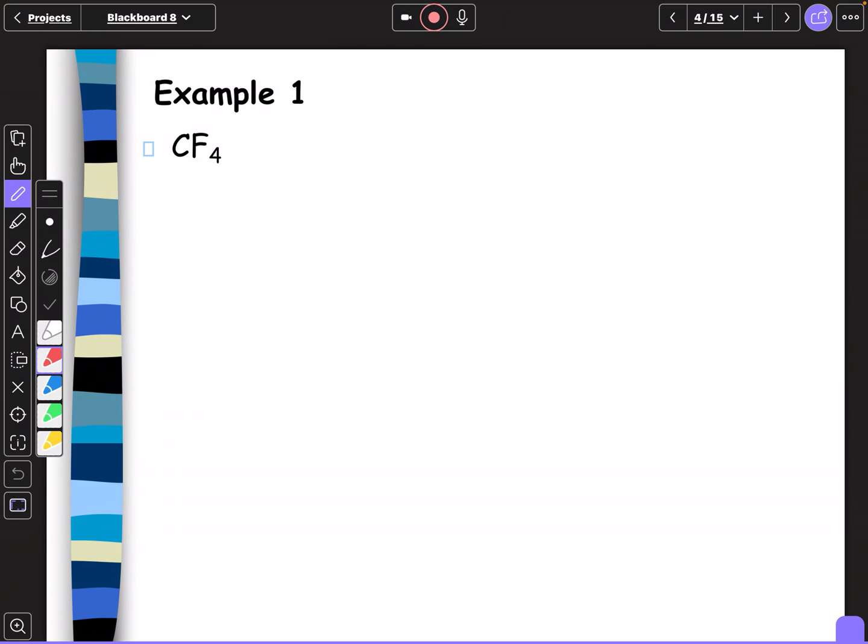Alright, so if we look at our first example, CF4, and we want to draw the Lewis structure for this. First thing I do is add up my total electrons. So I have carbon that makes this up and fluorine. Now carbon, there's one atom of carbon, so that's 1. And I'm going to multiply that by the number of valence electrons carbon has. Carbon is in group 14 or 4A, so it's got 4 valence electrons. There's one atom of carbon, so that's 1 times 4. It's 4 electrons. So carbon is going to bring 4 total electrons to this molecule.